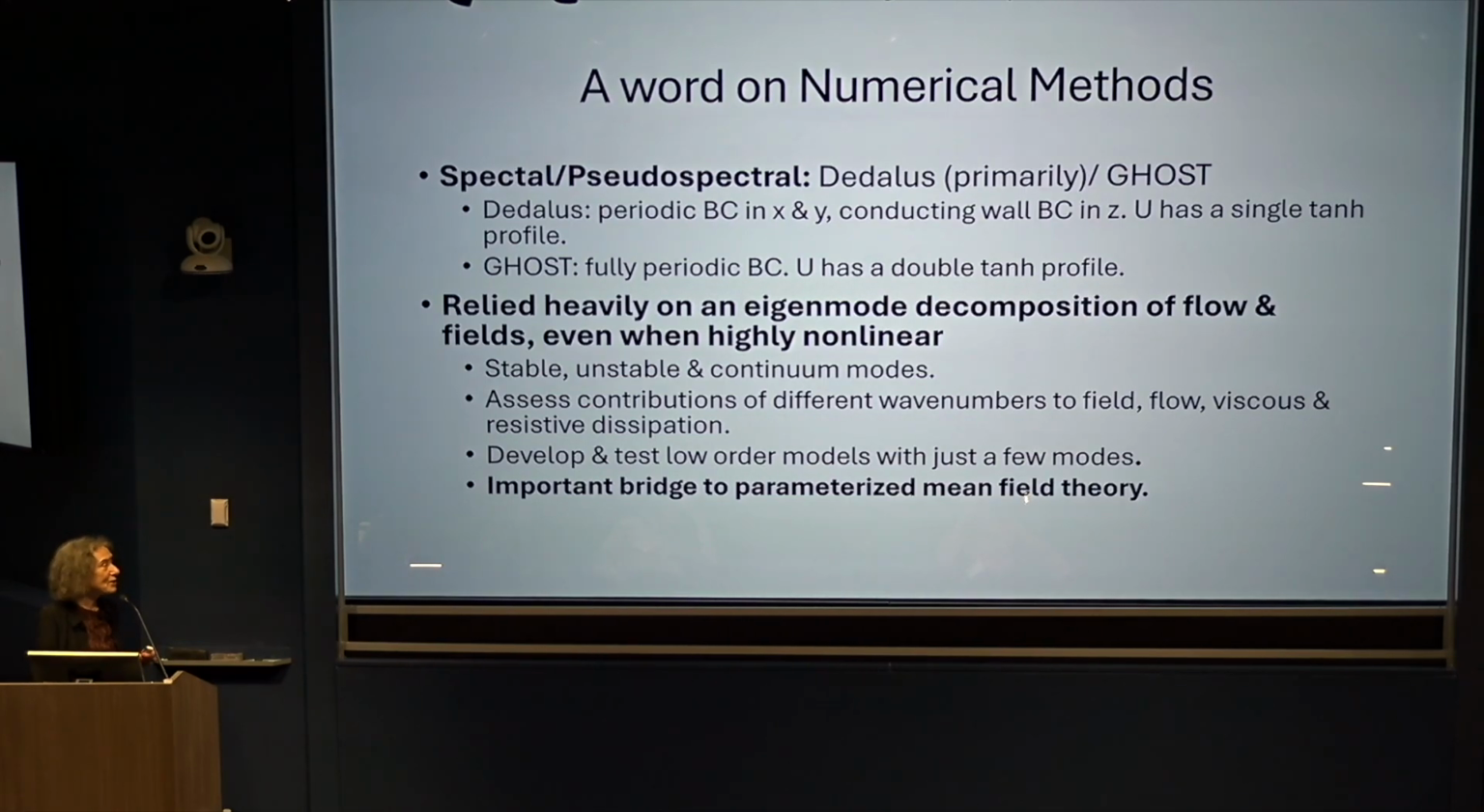This was also useful when we wanted to start making a bridge to some kind of subgrid prescription and test some kind of low-order model. So how many modes do we need to retain to describe what's really going on? It turns out not that many.